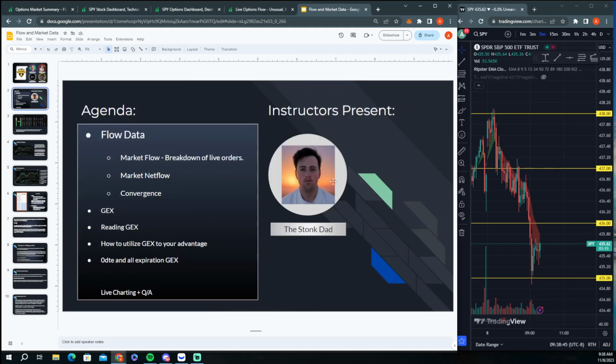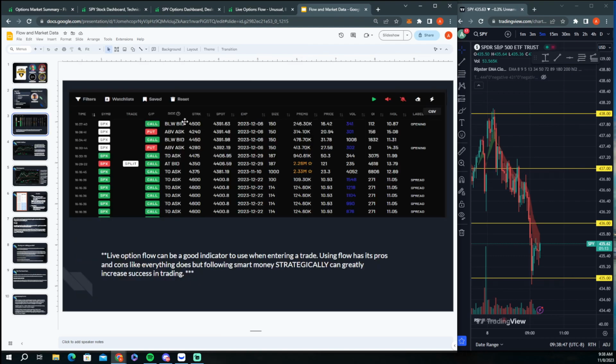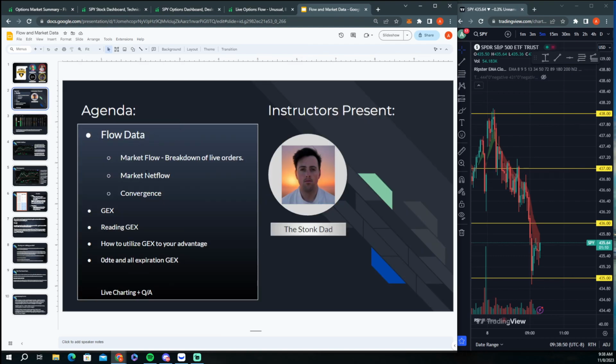So I'm the Stonk Dad. That's me, a picture of me. We're going to be going over flow data. We're going to break down market flow, the breakdown of live orders, what they are. We're going to talk about market net flow, what that is. We're going to talk about the convergence tool, which I talk about all the time. And I know a lot of you guys are in High Roller, the High Roller rank, so you guys are familiar with what I talk about. But for those of you who are not part of High Roller, I'm going to be breaking down all of this so you understand what I do, how I trade this market data, what the data is, and how you guys can utilize it for your own advantage.